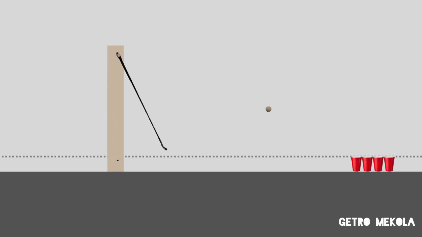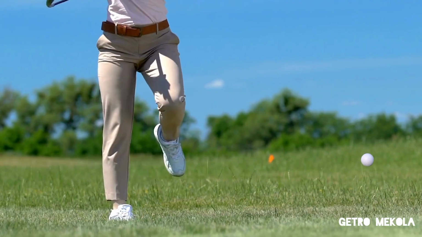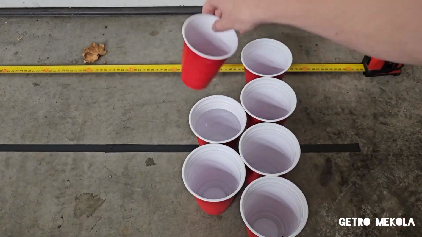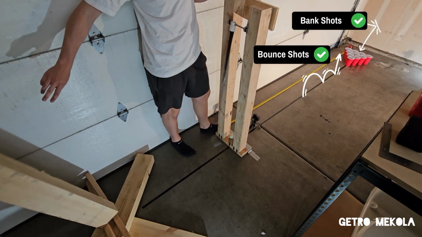The expected launch distance is 2.6 meters or 8.5 feet, which is about as far as your friend's average tee off, and this center cup has been placed accordingly, surrounded by an arbitrary formation of cups, and it's your job to guess which cup the golf ball will land in. Keep in mind, any bounce shots or bank shots are fair play.